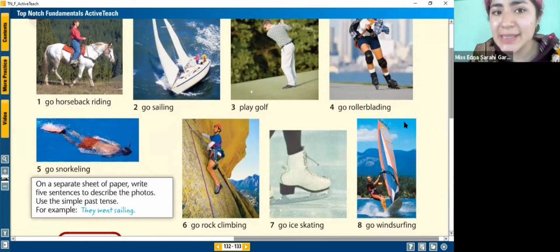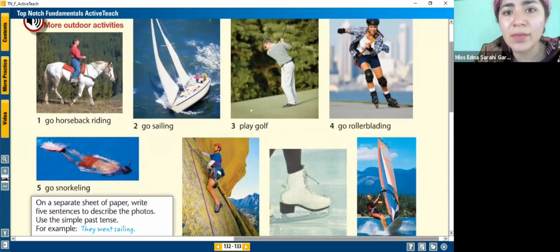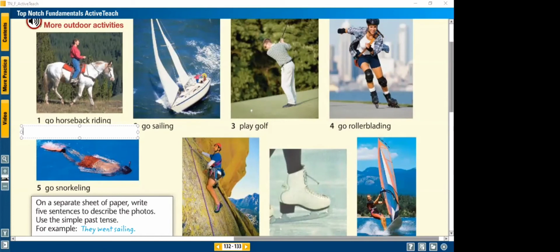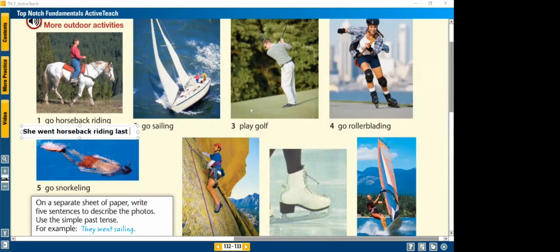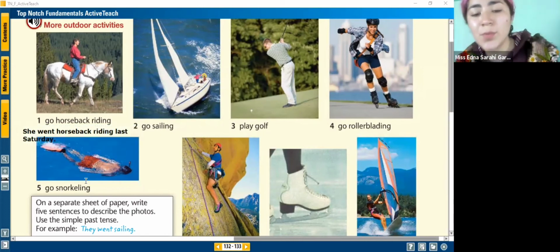We're going to make sentences in past simple with these activities in here. What can you tell me about the first girl? For example, in here we have, this is the first example. She, because it's a woman, she went horseback riding. She went horseback riding last Saturday. Yes, this is an example. So this is what we're going to do with the others.